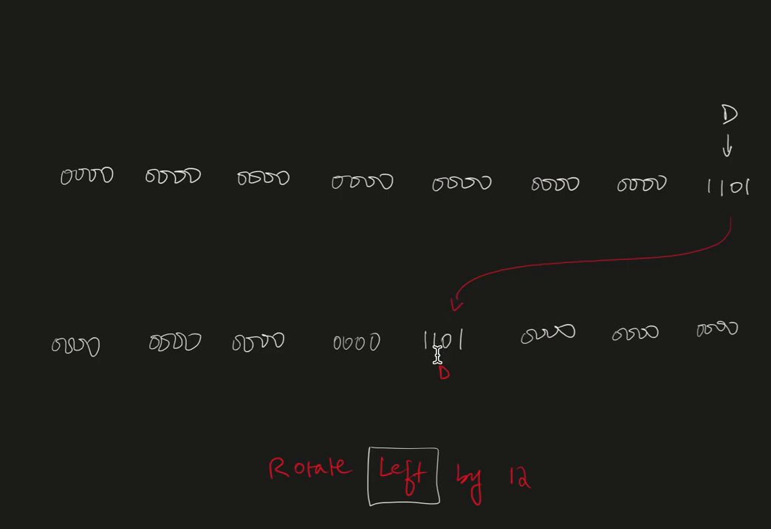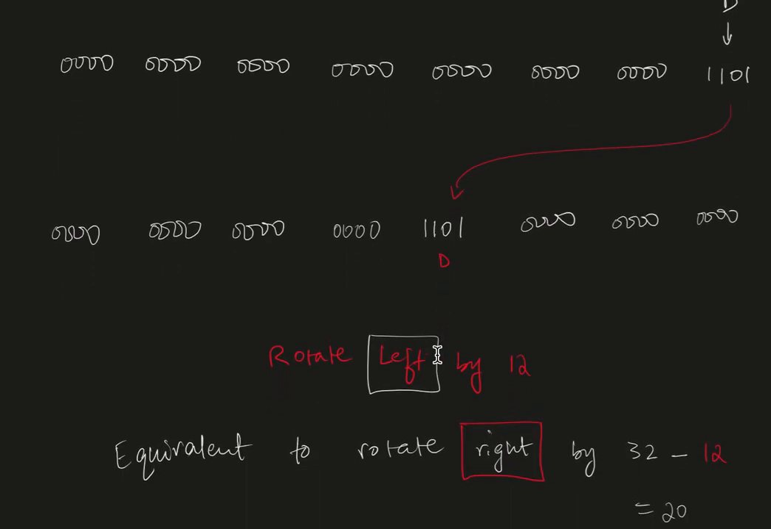But we do not have a means to do a rotation to the left by 12 bits. The idea here is implementing a rotation to the left by using a rotation to the right. How do we do it? We do it like this. Rotation to the left is equivalent to a rotation to the right by a different rotation number. We use the total number of bits and subtract the rotation that we intend to do, 12. So rotation to the left by 12 is equivalent to a rotation to the right by 20. 32 minus 12 is 20.